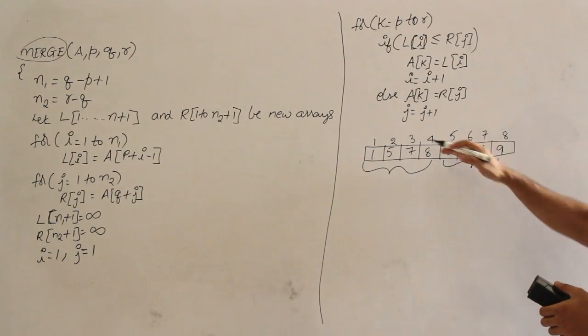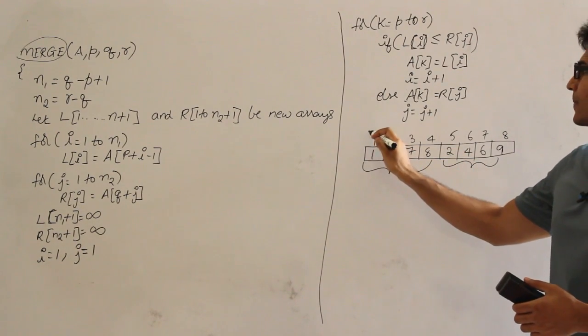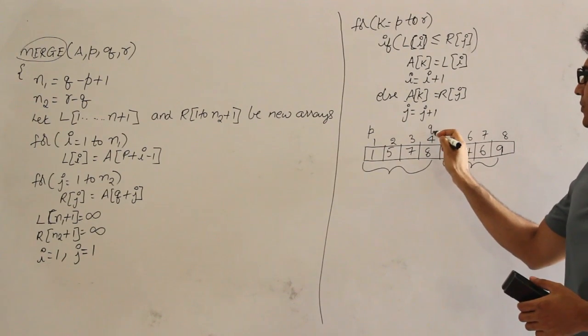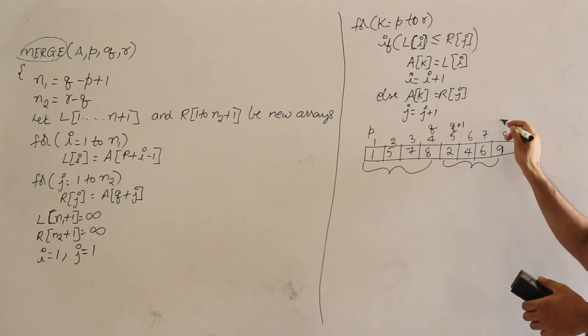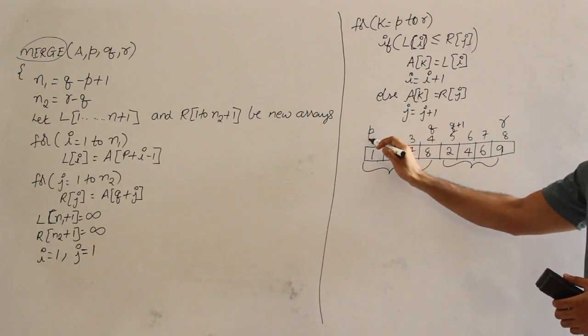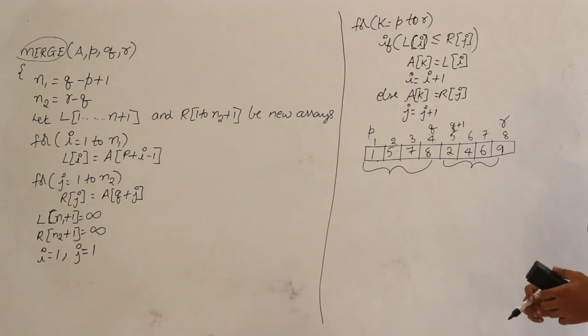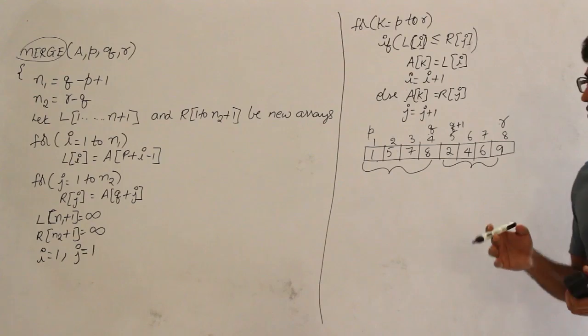So how does this algorithm work? Whenever any array A is given in such a way that from P to Q it is sorted, and from Q plus 1 to R it is sorted, that is how P to Q and then Q plus 1 to R. If these two lists are sorted, now I want to merge them into a single list which is sorted.